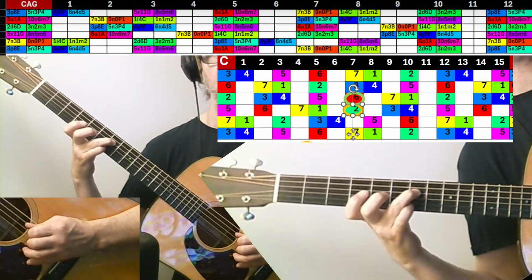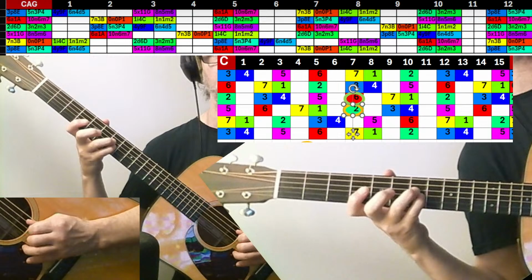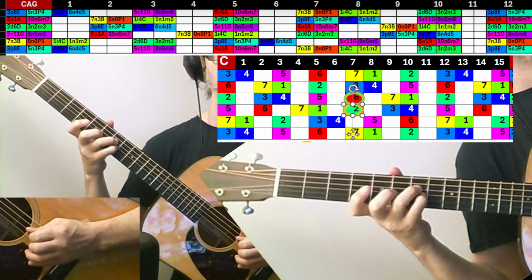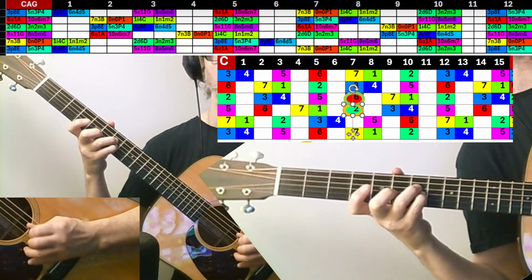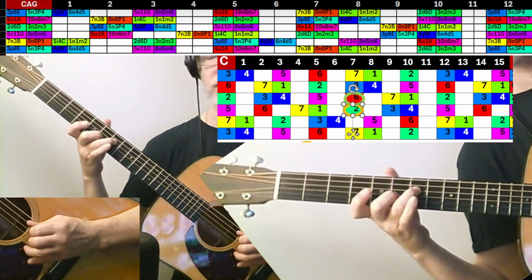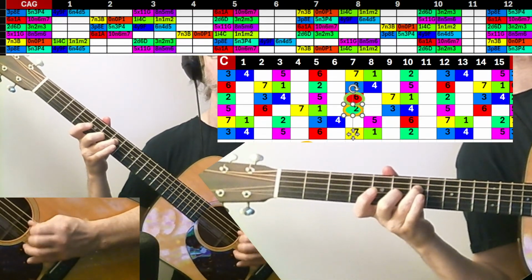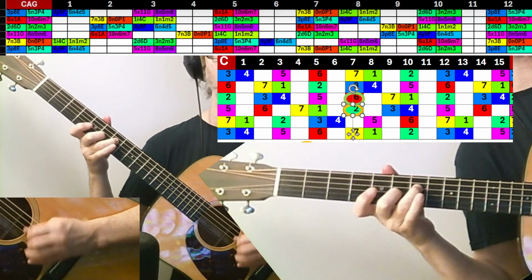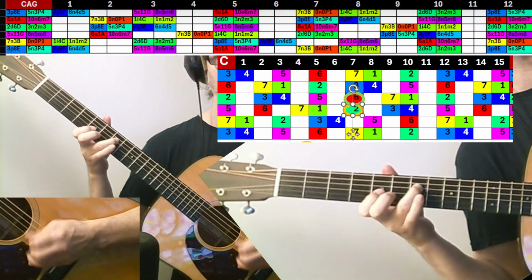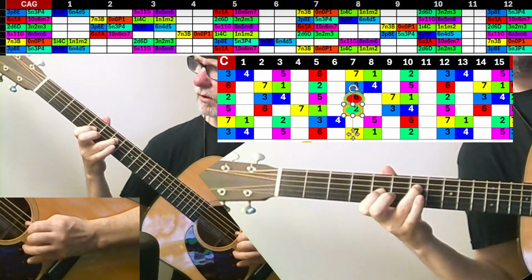Ring finger anchor on 7th fret 6. Pinky on 7th fret 2. 6th fret 1.5. 5th fret 1. 4th fret 7.